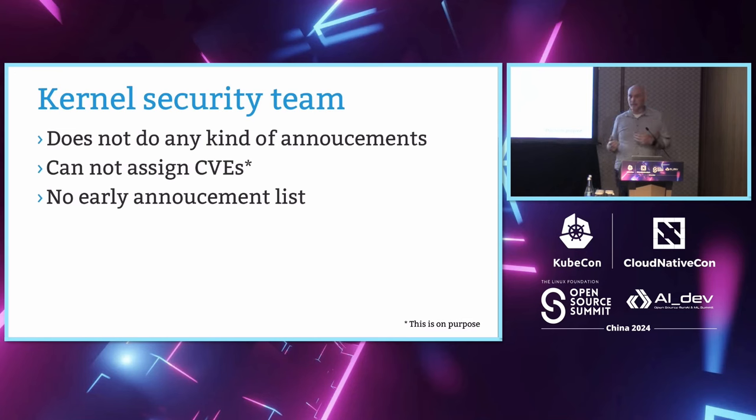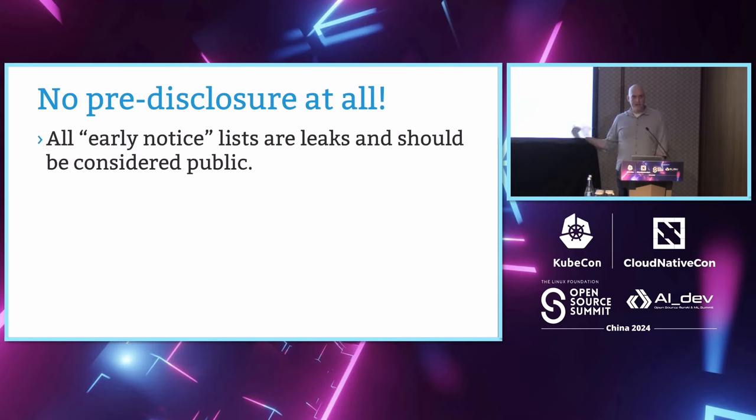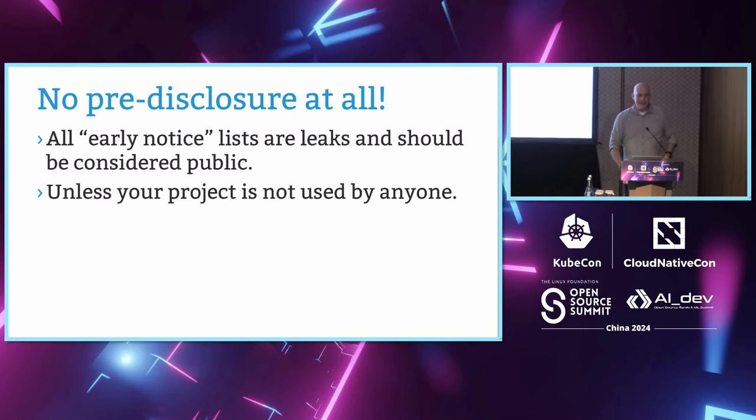Software projects have this, of course. Why would you not want this stuff? Because of this. Any early notice list is a leak. Come on, think about it. Who is a user of Linux? Everybody's a user of Linux. Your government's a user of Linux. My government's a user of Linux. All these companies are a user of Linux. Who is not going to want to be on that list? The only way this is not a leak is only if your project's not used by anybody.